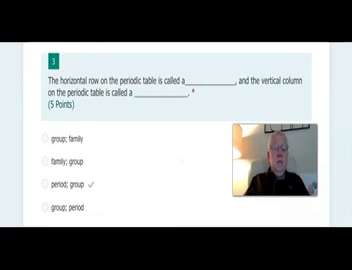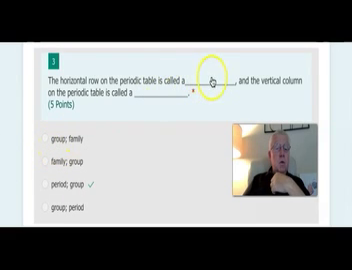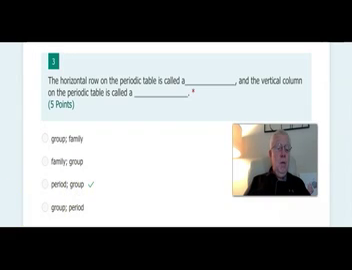You know, some things you just have to know. You have to know that the horizontal rows in the periodic table are called periods. And the vertical columns on the periodic table are called families or groups, okay? So in the first part, you're looking for something that is period, and there is only one of them. Now we're hoping that the second answer is group, and it is. Periods go across, groups go up and down.